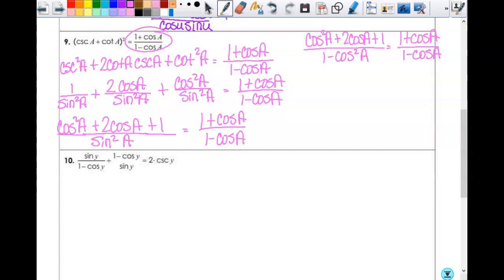Okay, so the denominator, what kind of expression is that? Which should be glaringly obvious. It is a difference of squares. You got to be able to recognize them, to multiply them, and to factor them. So let's factor the denominator. This is going to become 1 plus cosine A times 1 minus cosine A.